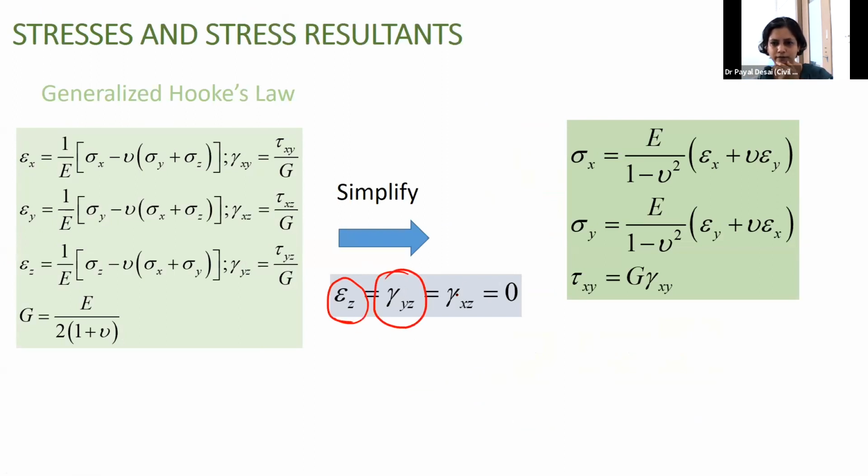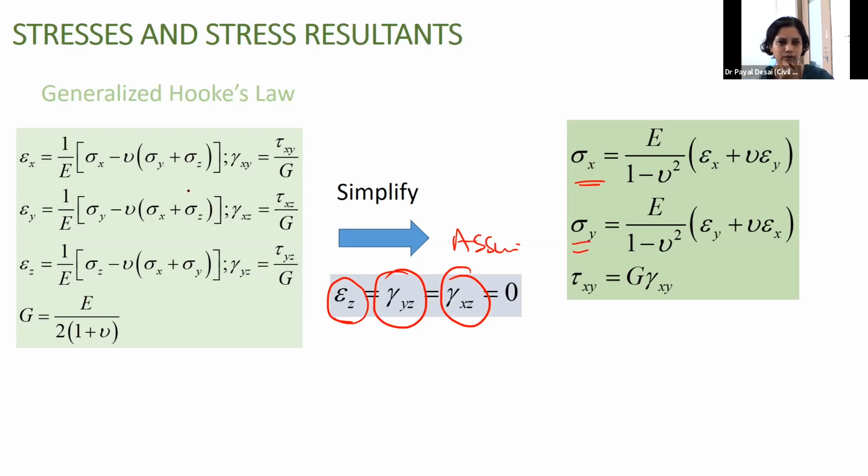Gamma yz we are making 0. Gamma xz we are making 0 based on our assumption of the plate theory. So you will be able to see that assumption in every equation. So you will see the stresses from Hooke's law can be simplified like this.